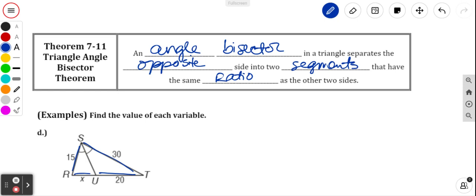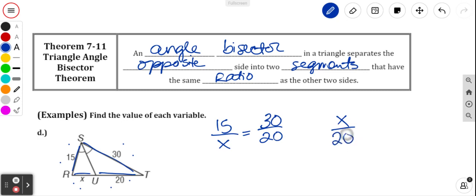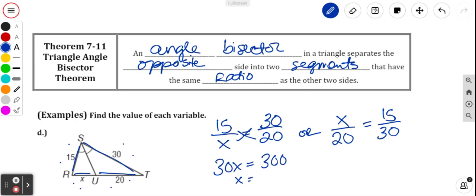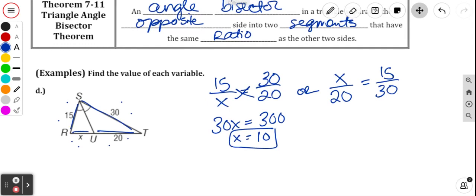So you can set this up a lot of different ways. I usually go like side to bottom, but it doesn't matter. You could go 15 to x equals 30 to 20. Or you could do another option. You could go like bottom to bottom, side to side. You could go x to 20 equals 15 to 30. That would work too. Doesn't matter. We could keep going, but I'm not going to. So let's do this one. That's going to be 30x equals 300. X equals 10. And so there's that one.